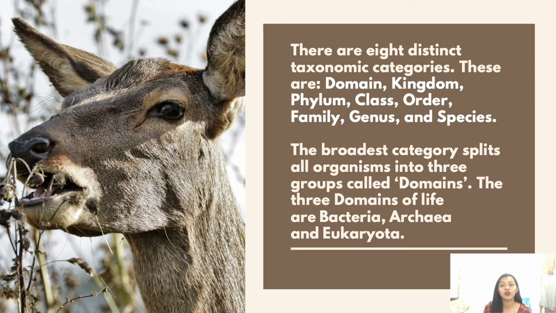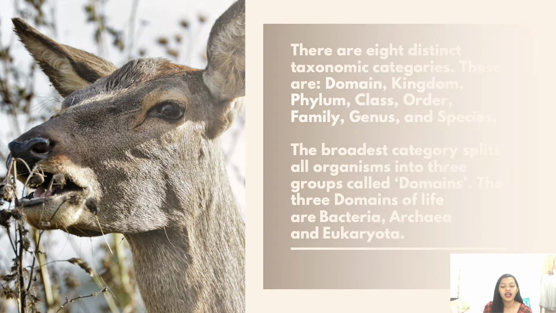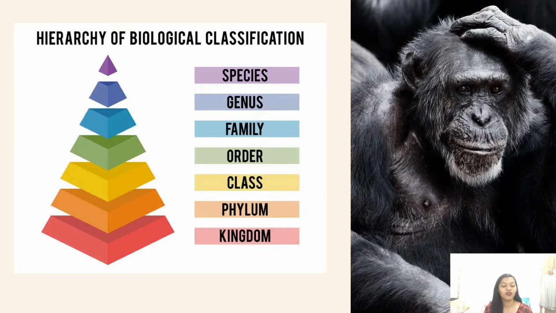The broadest category among them is the domain. The domains of life are classified into 3. These are the bacteria, archaea, and eukaryota. Next, I will show you a picture of the hierarchy of biological classification. At the bottom, we have the kingdom, phylum, class, order, family, genus, and species on the top.